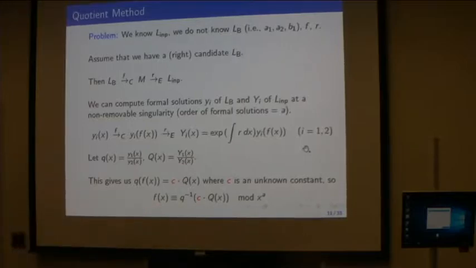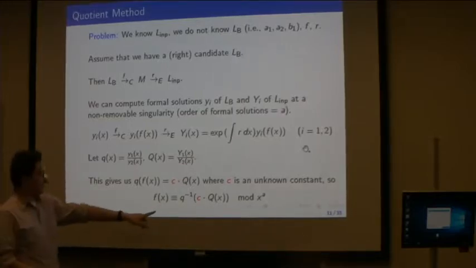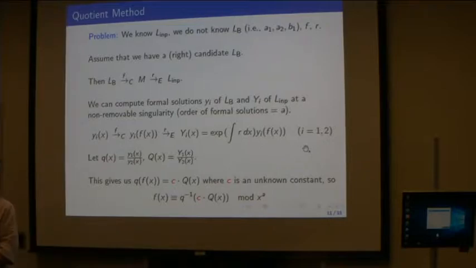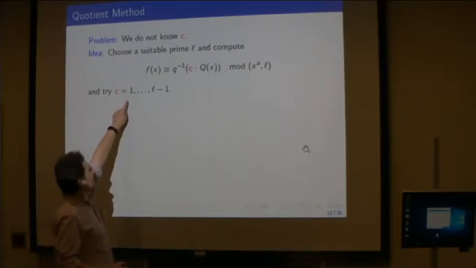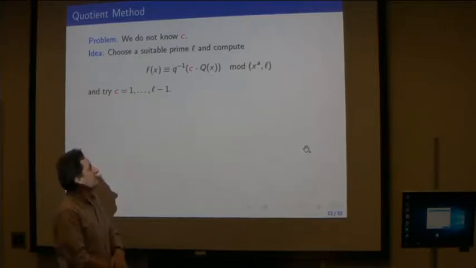Okay. So now we have this C here, and we want to recover this pullback function. The idea is that we cannot try all of the C's because we have infinitely many candidates here. But if we can choose a suitable prime number L, then we can try C equal to 1 up to C equal to L minus 1.